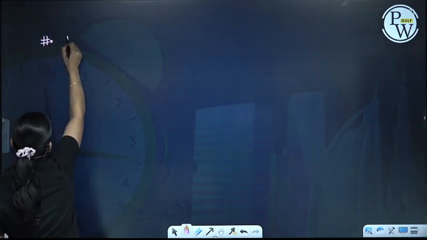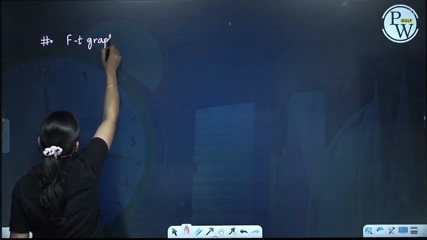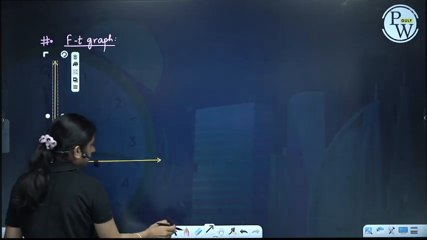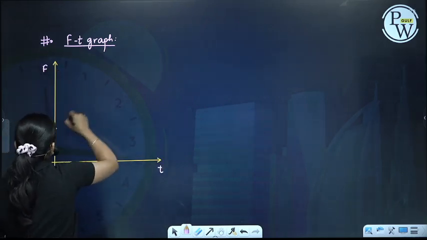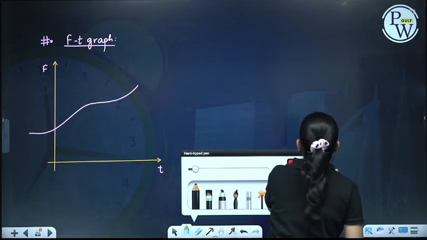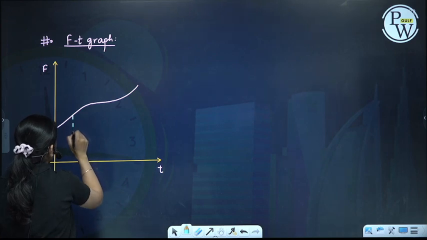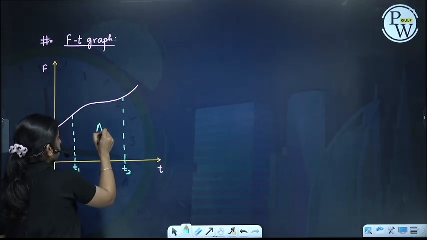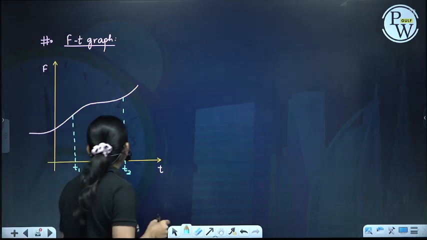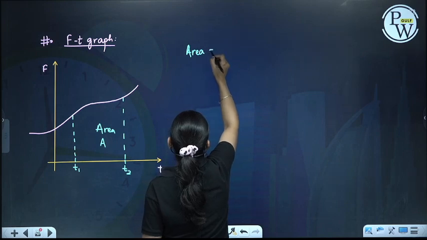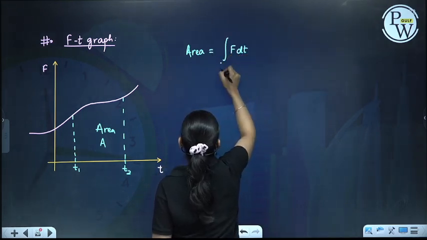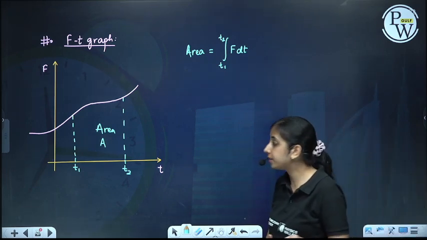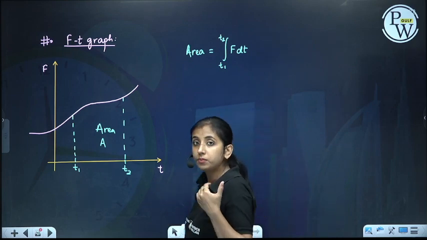Now if we have a force time graph, with time on one axis and force on the other, and this is some arbitrary curve, find the area from t1 to t2. This area A will be equal to the integration of f dt from t1 to t2. We know that area is the integration of y dx, so this area will be equal to f dt from t1 to t2.